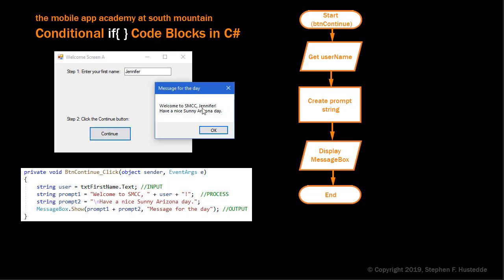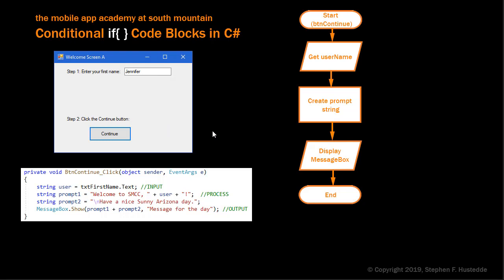Welcome to SMCC, comma, Jennifer. So we can use the user's name. And then a second line, have a nice sunny Arizona day, and they click OK, and maybe that would take them then to the next screen. So here's the code for that continue button.